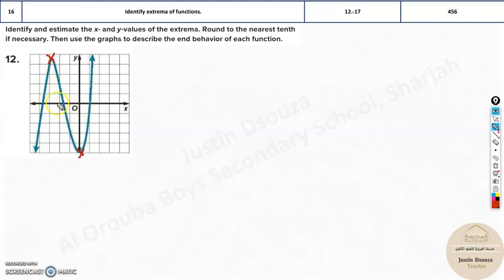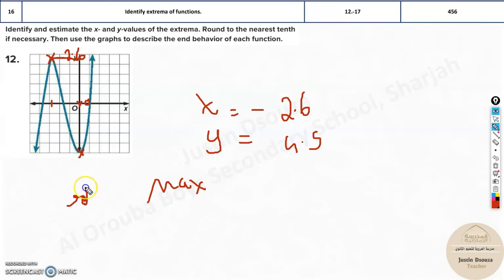The x value is around minus 2.5 or 2.6, and y is at 0. What is the value of the relative maximum? At x, it's minus 2.6. What is the y value? It is somewhere over here, that is 1, 2, 3, 4, 4.5. So the relative maximum, REL, sorry, relative maximum is at minus 2.6, 4.5.